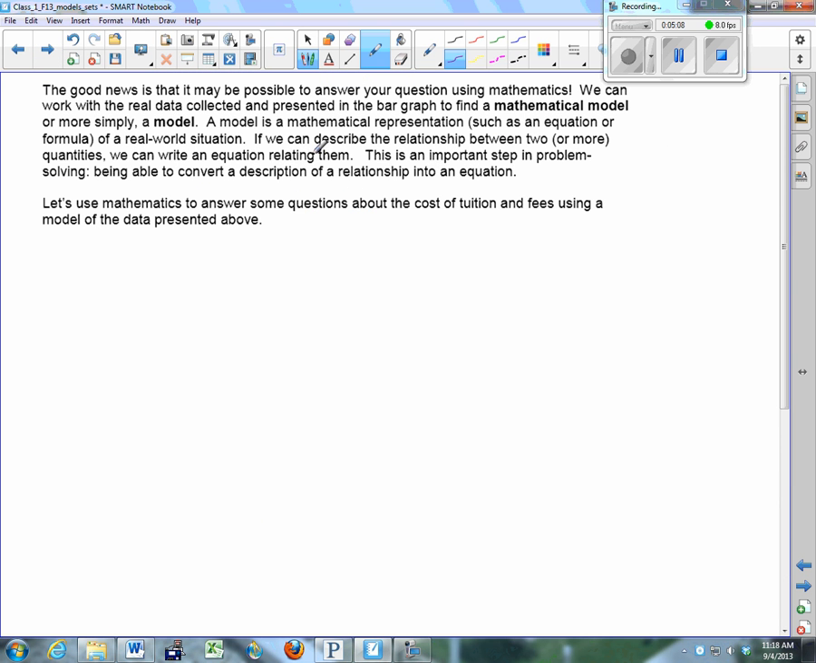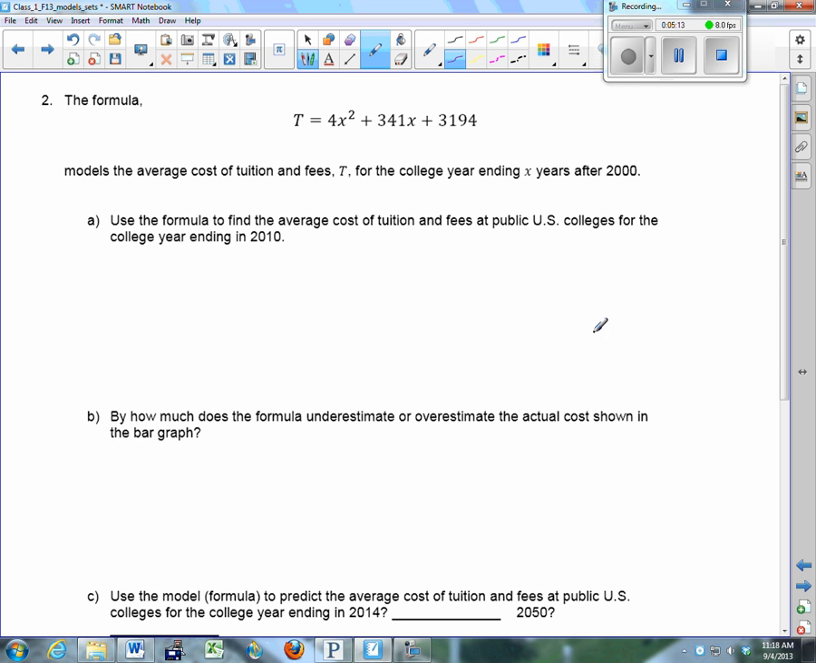So you can read this on your own. It's the definition of a model, but we're going to see a model right now and work with it. Here's a model right here. It's a formula, an equation where T, the variable, represents the average cost of tuition and fees. And this might be new to some of you. X is going to represent the number of years after 2000.